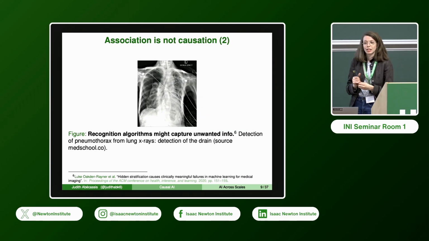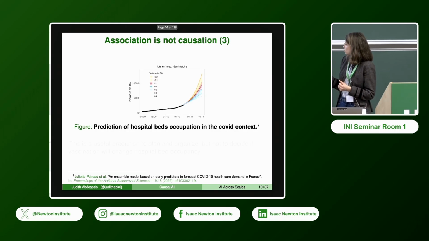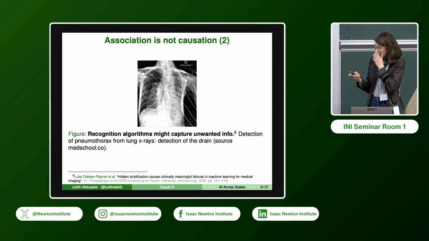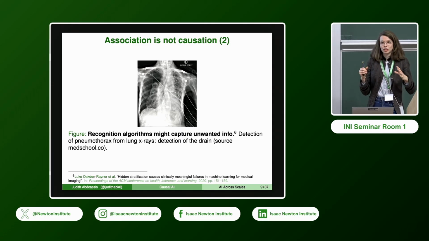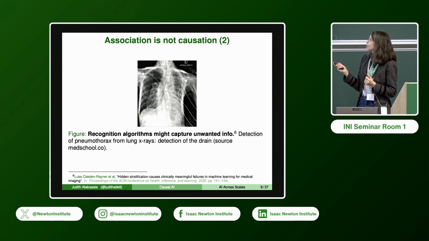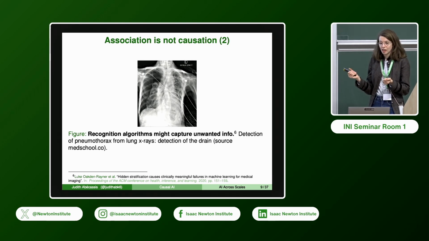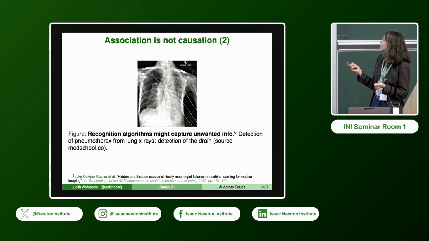Here is an example of prediction of pneumothorax, which is when your lung collapses, basically, based on X-ray. And the developers of the model actually analyzed what was actually predictive, and they found that it was the presence of a drain to try to take the fluid.